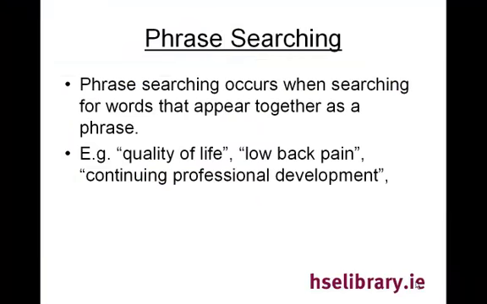Boolean links general concepts together, but for certain searches, you may get a large volume of results, so phrase searching is useful for narrowing down your results. Phrase searching enables you to find results when words occur together in a sentence or a phrase. For example, quality of life, low back pain, and continuing professional development. As you can see from these examples, inverted commas need to be used when phrase searching.